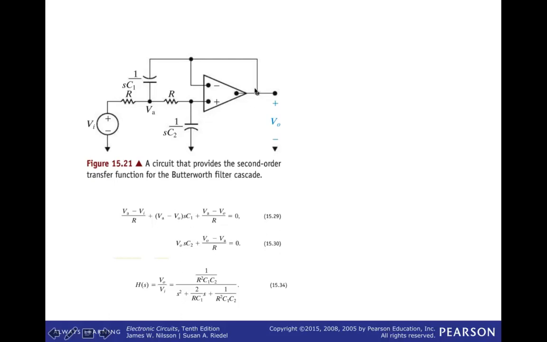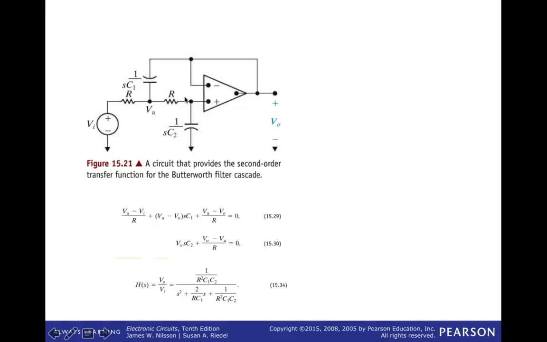One of the node equations is taken here at V out, and so we have the term V out minus Vn over R, and then we have VA minus V out. So their inverting and non-inverting amplifiers respectively are referred to as VA, and since they're equal, they're just referred to as VA. So there's a node equation done here.